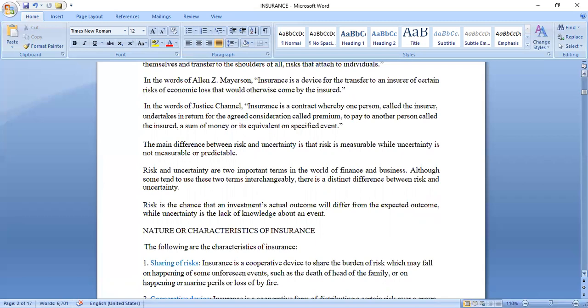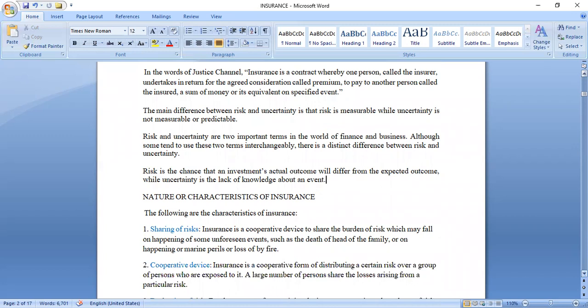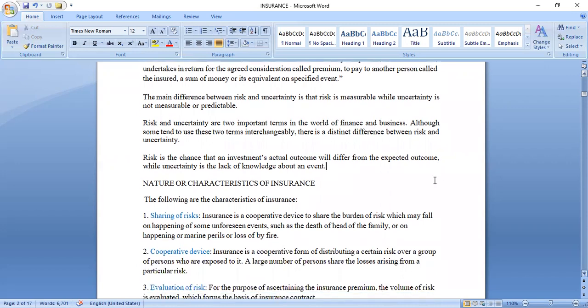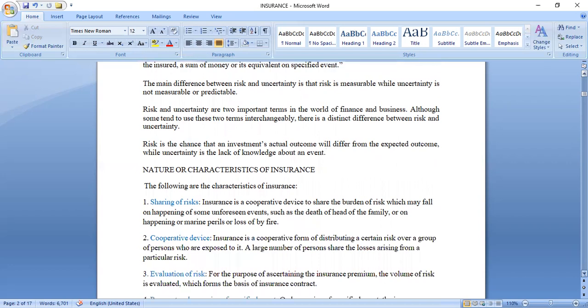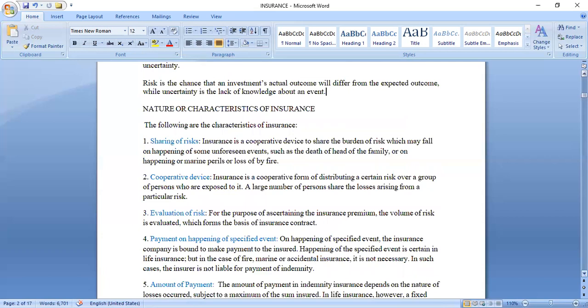But with uncertainty, you practically don't know what the outcome of the event in the future will be, right? So uncertainty could be, for example, maybe in future, if floods do happen. So you practically don't know what the future holds, right? So that is the distinct difference between the risk and uncertainty.